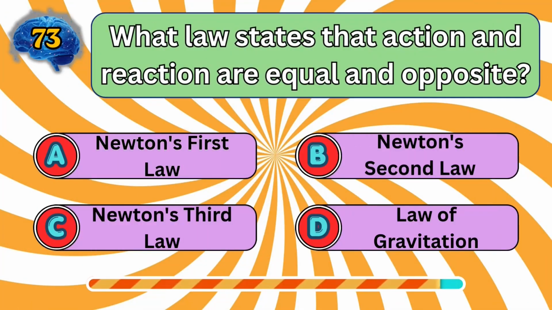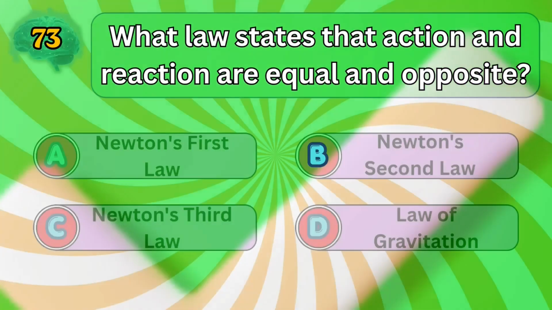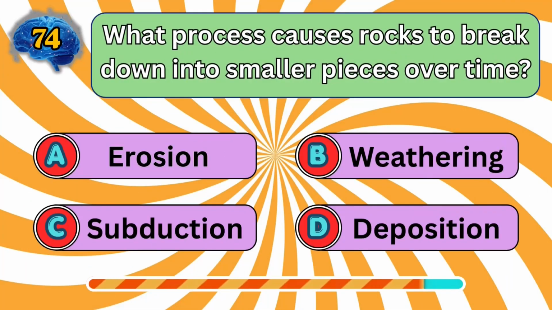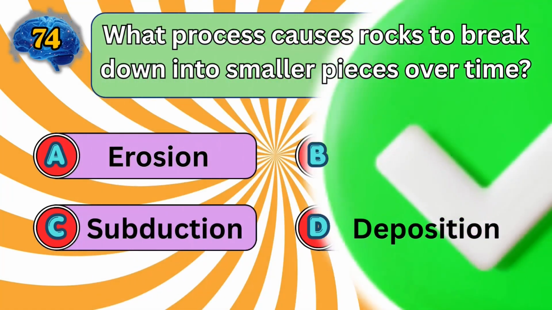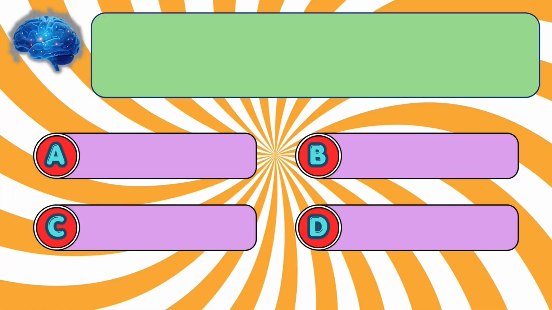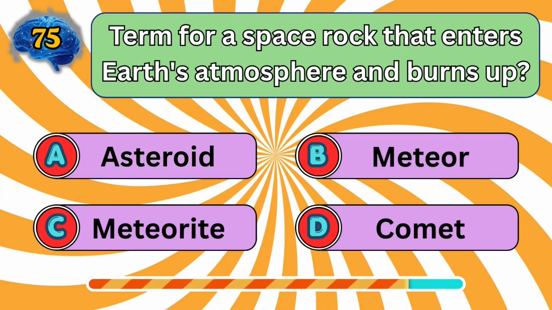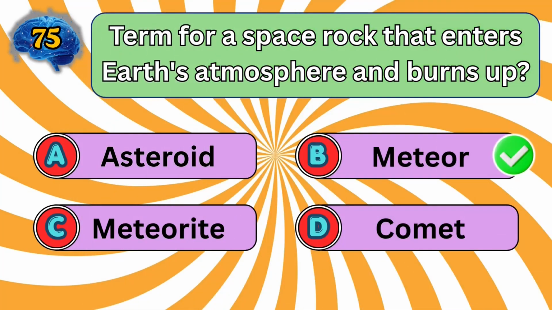Which law states that for every action there is an equal and opposite reaction? Newton's third law. What process breaks rocks down into smaller pieces over time? Erosion, weathering, deposition, excavation. Weathering. What is the term for a space rock that enters Earth's atmosphere and burns up? Asteroid, meteor, meteorite, comet. Meteor.